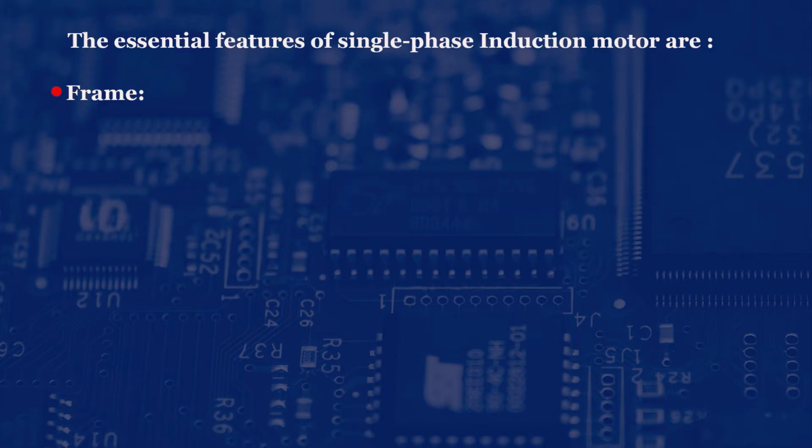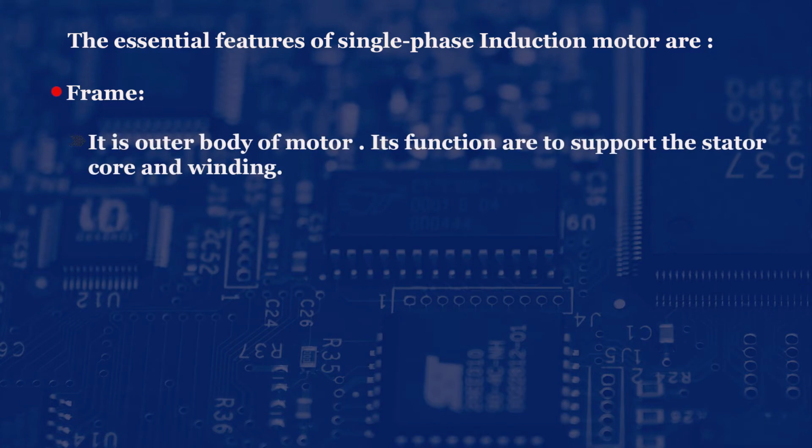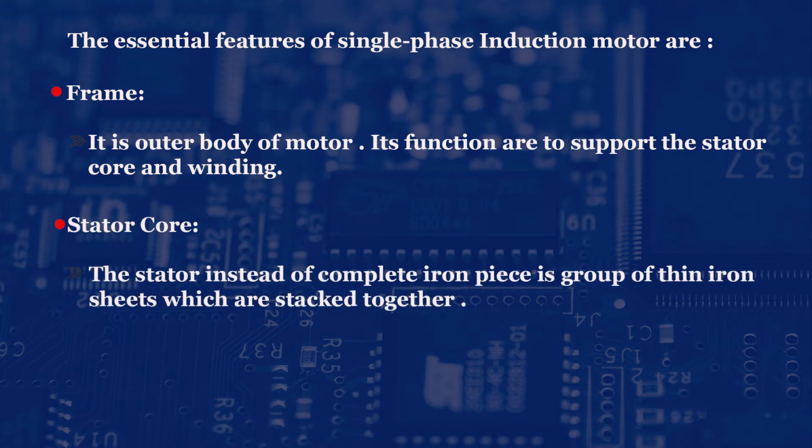What is frame? Frame is the outer body of a motor. Its function is to support the stator core and the winding and to protect the inner parts of the machine. Now comes the stator core. The stator, instead of a complete iron piece, is a group of thin iron sheets which are stacked together. They are so closely pressed that there is no air between them.